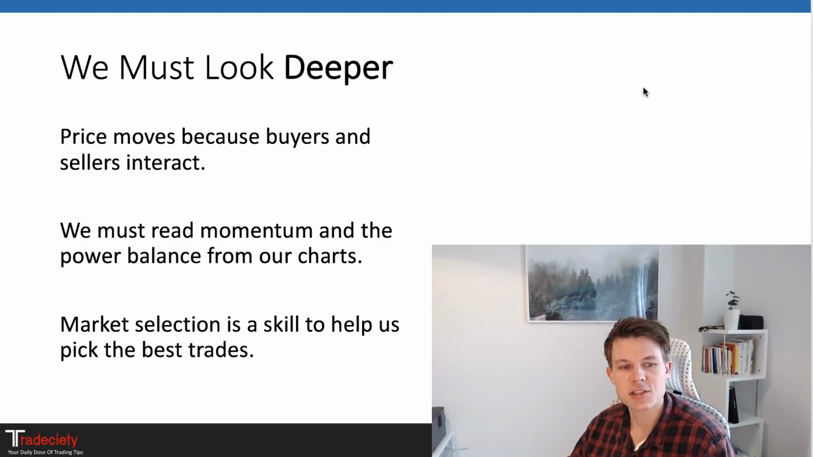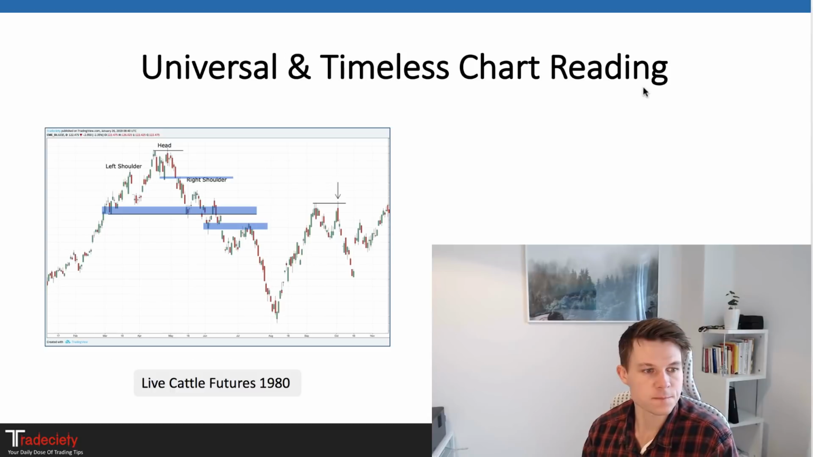Also, market selection is a very important skill. You cannot trade all the markets all the time. Just because you call yourself a trader does not mean that you have to trade all the time. Knowing when not to trade is maybe even more important than knowing when to trade. And this is also something that we need to learn when it comes to market selection, and that's also something we will explore.